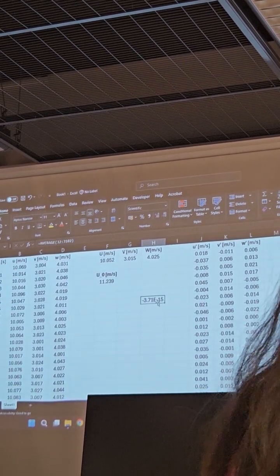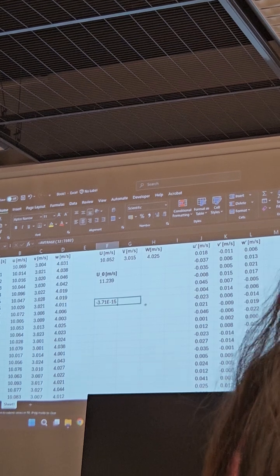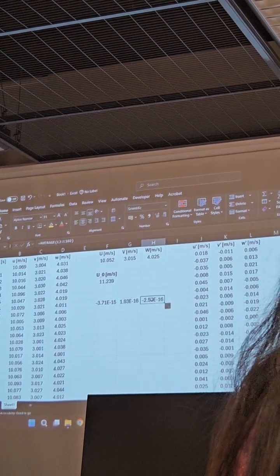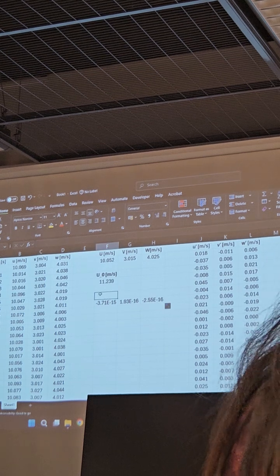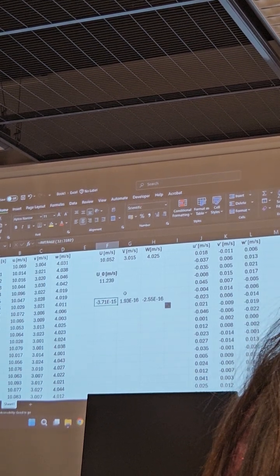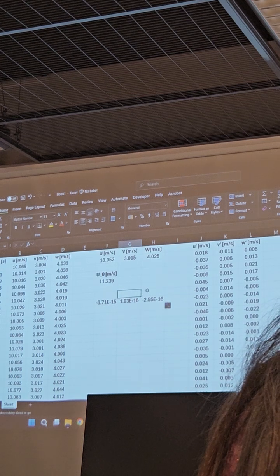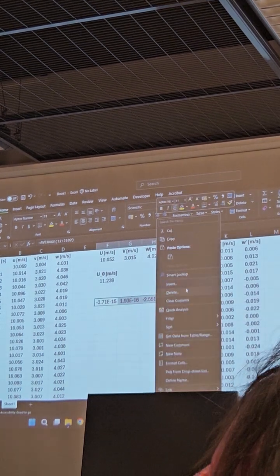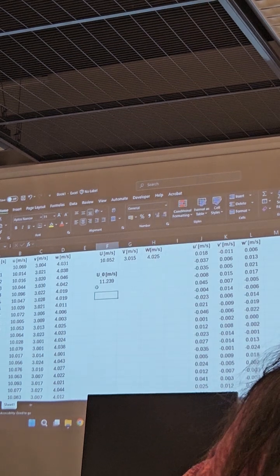And this can be done for all the 3 components, so that we have just zero errors. So, okay, this is just for verification. I can clear this content here.